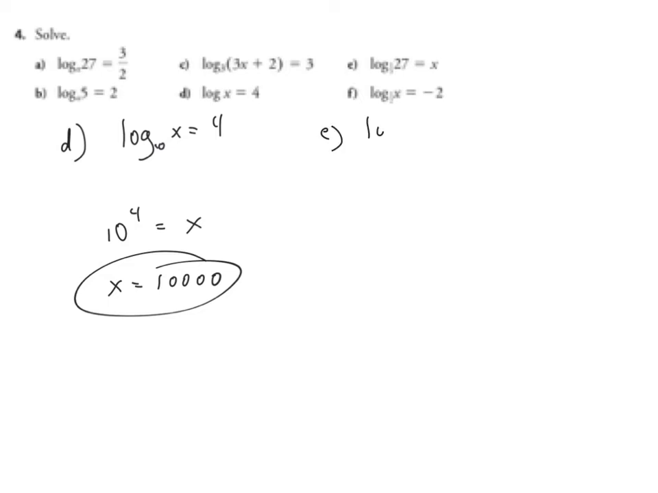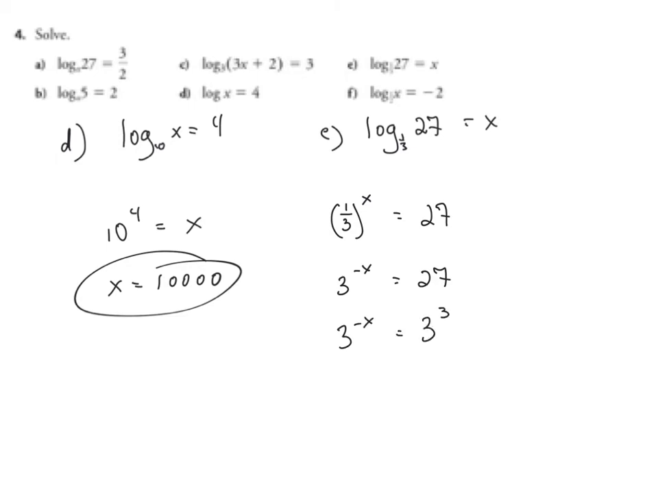Part E. Log with a base of 1/3 of 27 equals x. All right, so for fun, let's do it this way. Let's turn it into an exponential. 1/3 to the power of x equals 27. So we could actually say this is 3 to the power of negative x equals 27. And 27 is 3 to the power of 3. So negative x equals 3, which means x equals negative 3. Okay, I did that. There are tons of ways of doing that. I just thought I'd be a bit creative for that one.